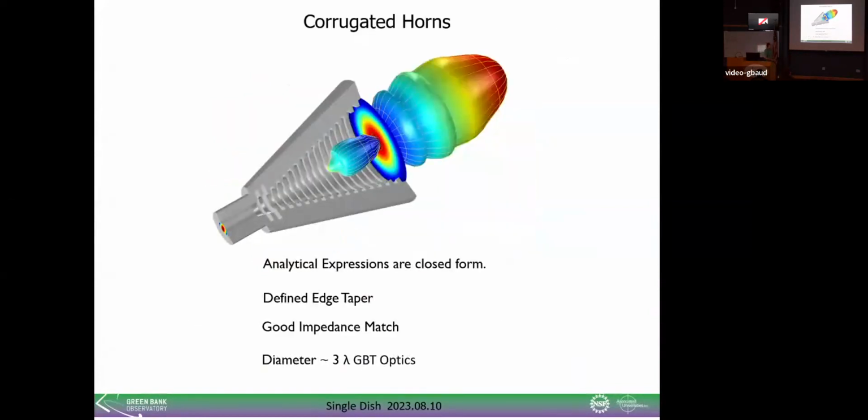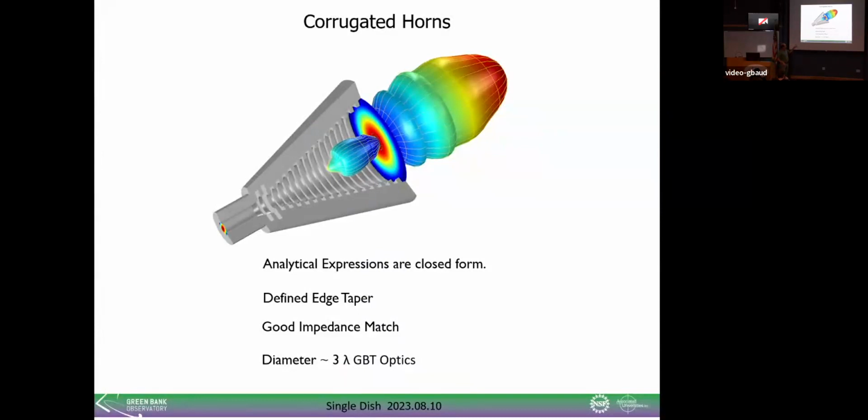So basically, all these horns are designed as corrugated horns, and they're really two modes. There's analytical expressions for them. We can design them and build them and test them, and we know what we get every time. They're nice closed form expressions. We can define the taper. There's a good impedance match with very little loss because of reflections.